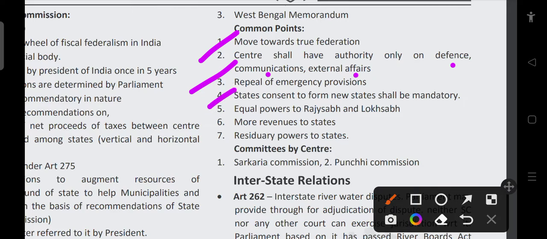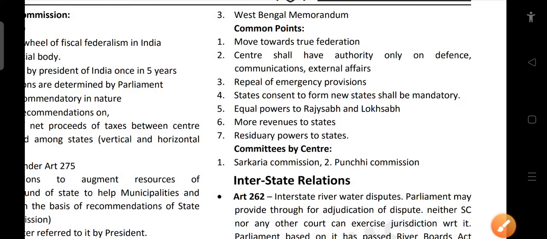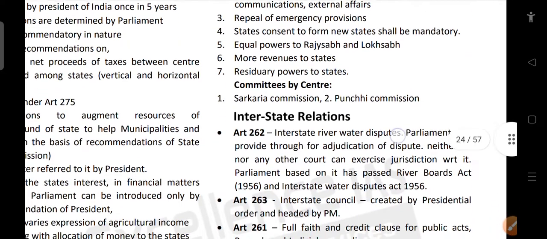State consent to form a new state shall be mandatory. Currently, we do not have mandatory state consent. We just need to seek the state's recommendation, but it's not necessary that we stick to it. Then equal powers to Rajya Sabha and Lok Sabha, more revenue to states, residuary power to states. These are the things commonly recommended in all these state government committee recommendations.